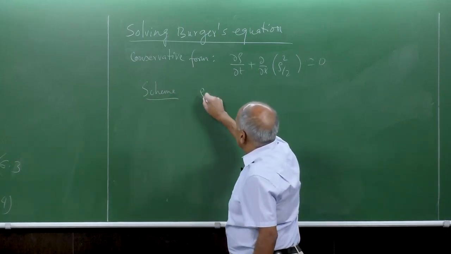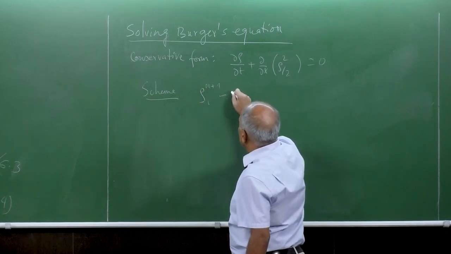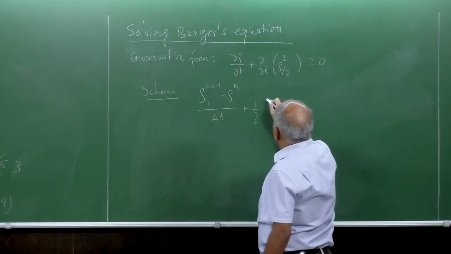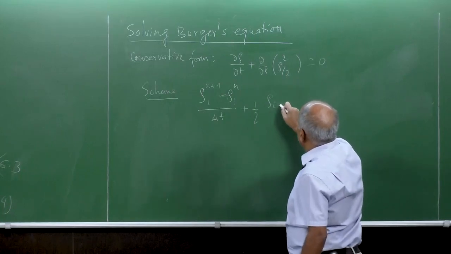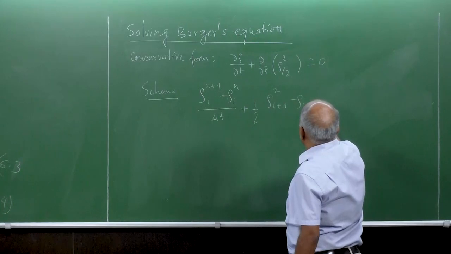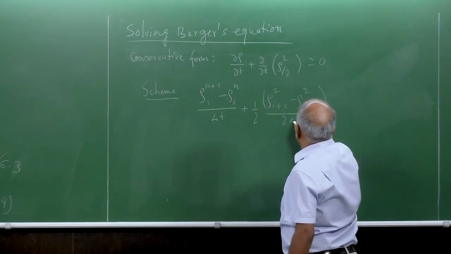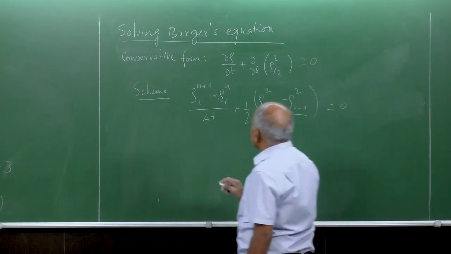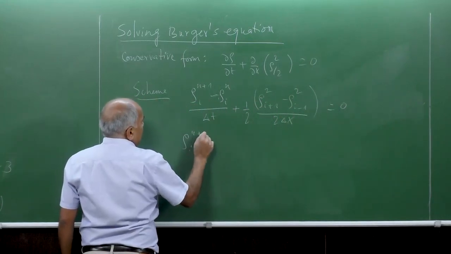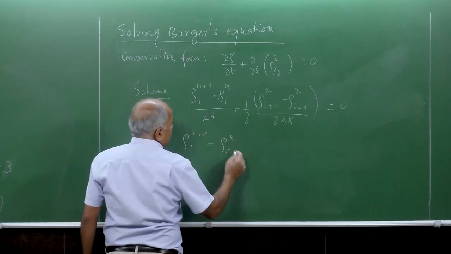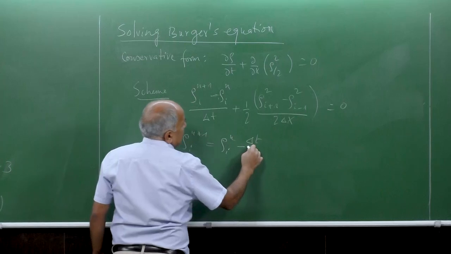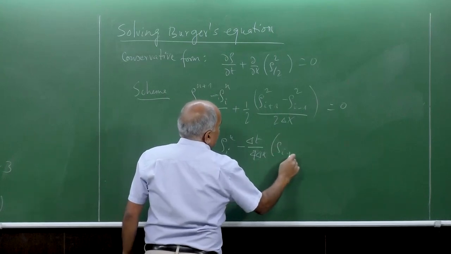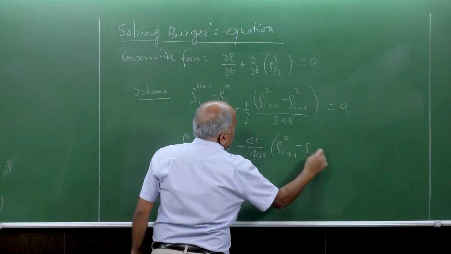So, the scheme is rho of i n plus 1 minus rho of i n by delta t plus, half I can take out, del by del x, so we get rho i plus 1 square minus rho of i minus 1 square by 2 delta x, is equal to 0. And rho i of n plus 1 is rho i of n minus delta t by 4 delta x, then rho i plus 1 square minus rho i minus 1 square.